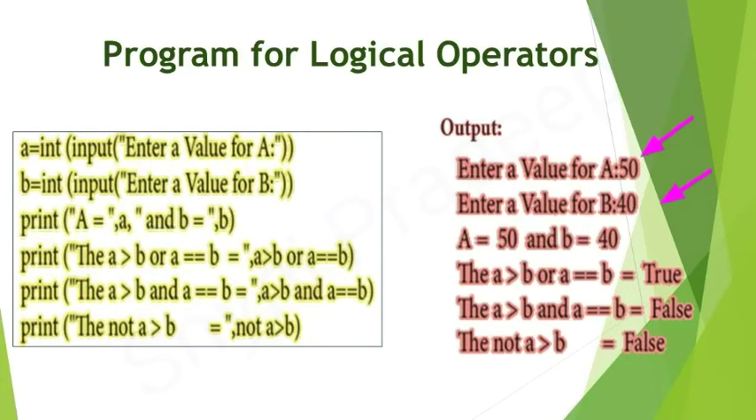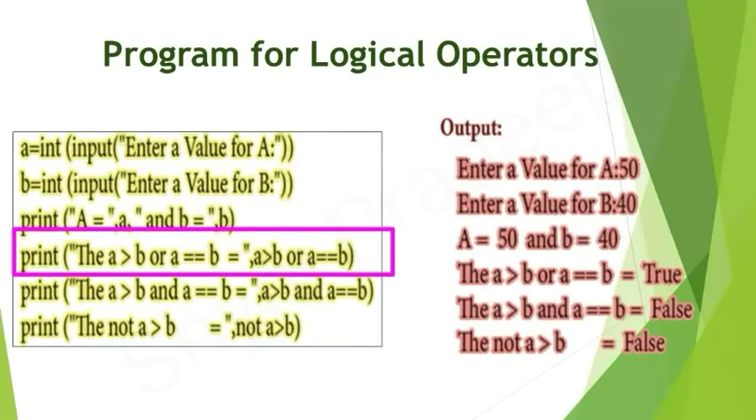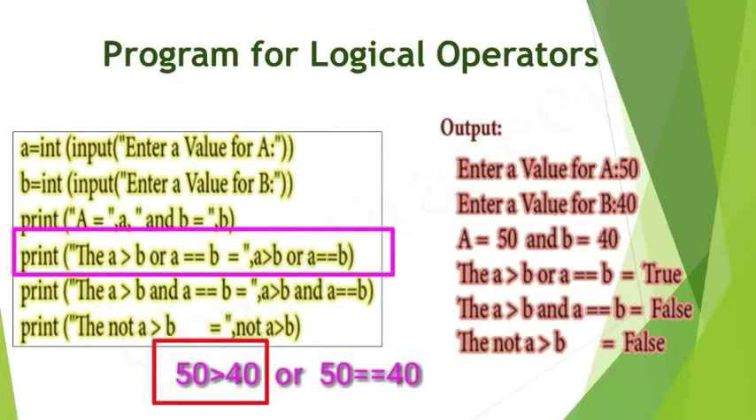And next print a is equal to, and write the value of a, and b is equal to, write the value of b. After that print the a is greater than b or a is equal to b. Here compare these two values and here compare these two values. Next do the logical operation or. Okay, what is the value for a? A is equal to 50, b is equal to 40. Okay, first you have to compare these two values. 50 is greater than 40. This is true or not? This is true.